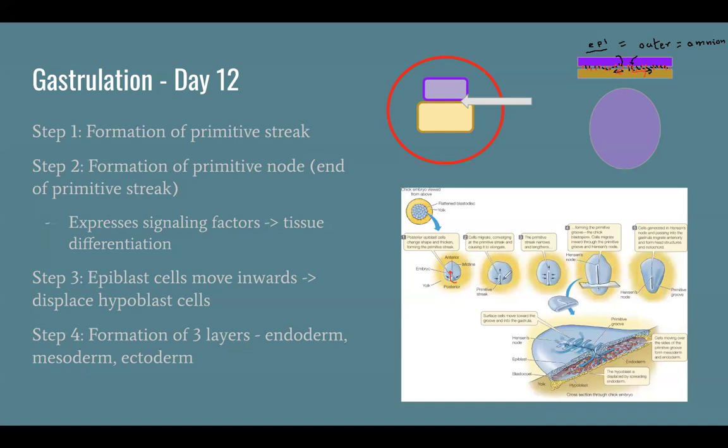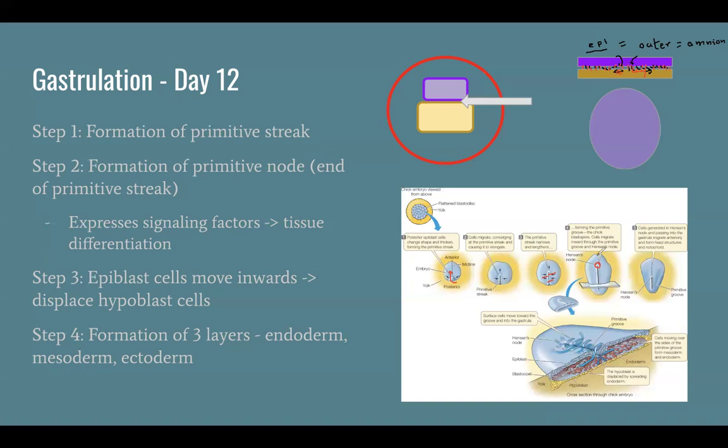And as it keeps moving in, cells will start moving inward. So your epiblast cells will start moving inwards towards the little groove that's forming your primitive streak. The cells are going to start moving inward. And towards some point, there's going to be a small structure called the primitive node forming. So that marks the end of the primitive streak, and it's formed mostly towards the cranial end, right?